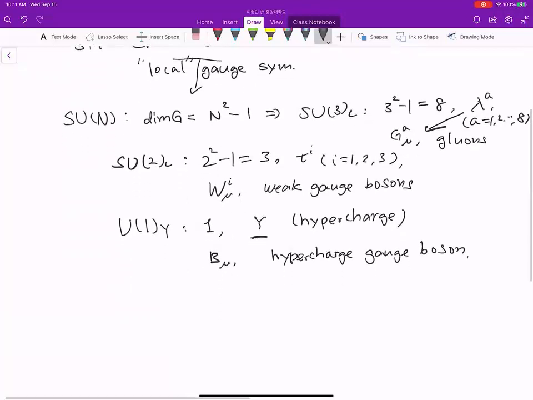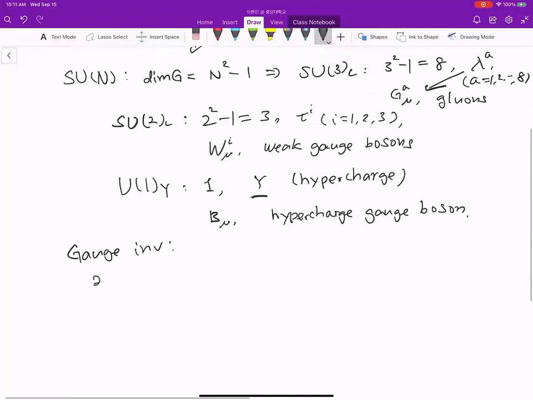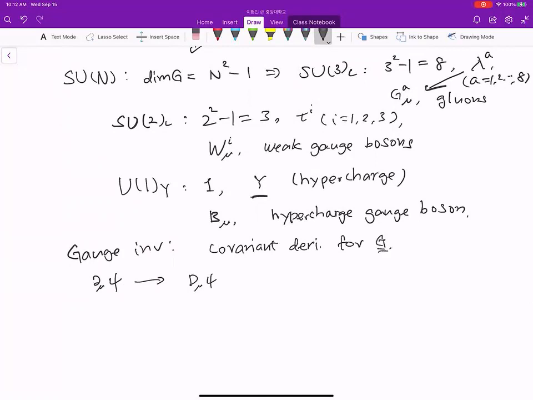So in order to respect the gauge symmetry, gauge invariance, as we discussed, all the derivatives must be changed to covariant derivatives. So we need to introduce the covariant derivative for the standard model gauge symmetry G. So partial mu minus i g_s, the strong interaction, then you have a gauge field.